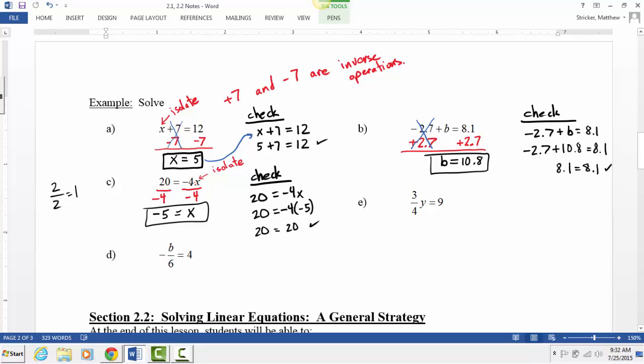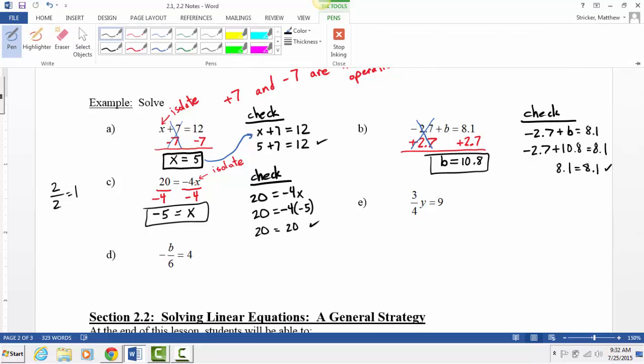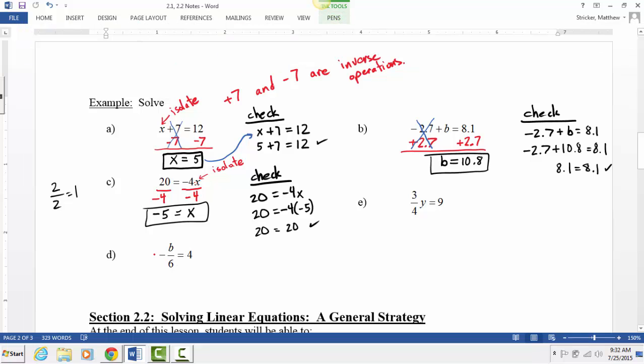We had 4 times x. Well, we divided by that negative 4. Here we're dividing by 6. We need to multiply by 6. So let's go ahead and do that. Let's multiply this side by 6, and then we have to multiply the other side by 6. Sometimes students like to write this, because it's a fraction, as multiplying by 6 over 1. That's not necessary, but if that helps you, you can.